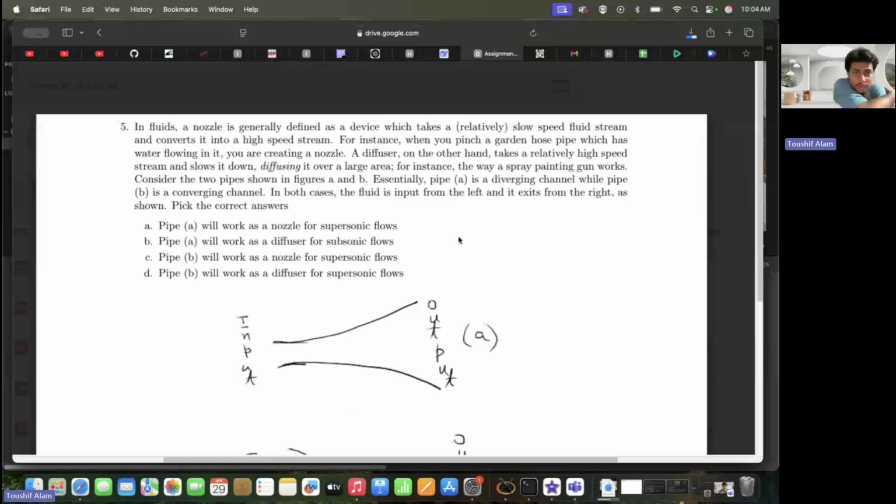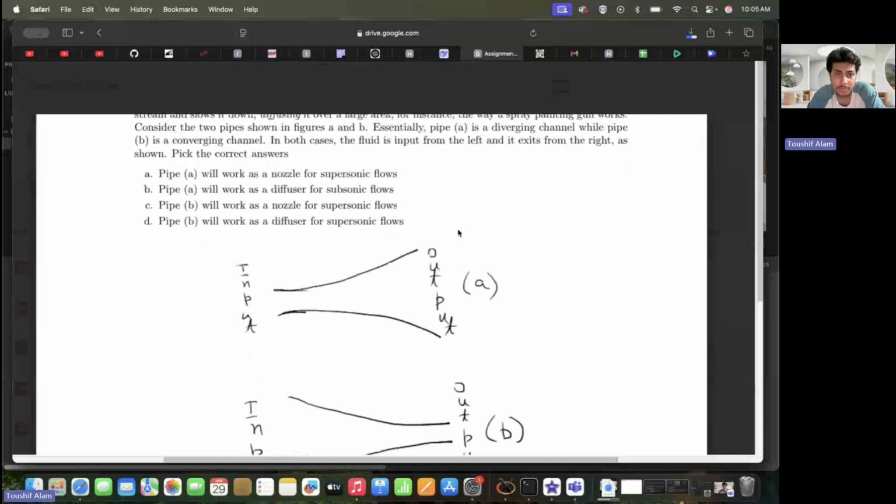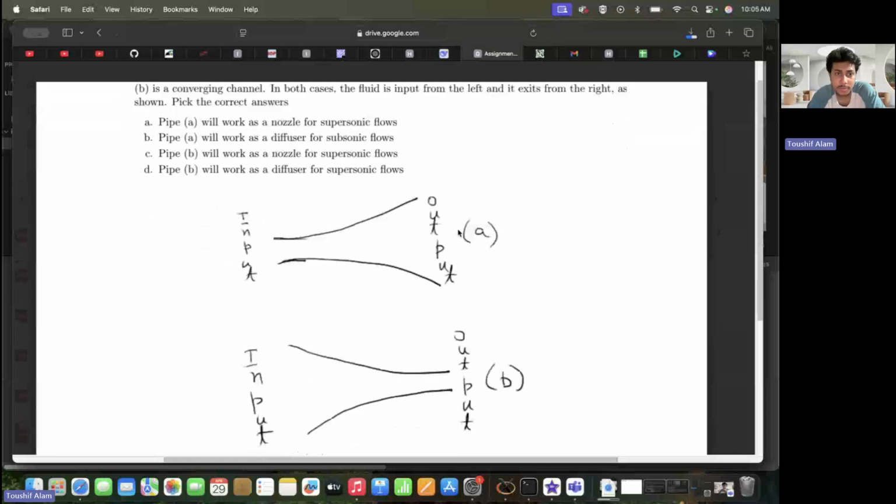Consider two pipes shown in figures A and B. Pipe A is a diverging channel, while pipe B is a converging channel. In both cases, the fluid is input from the left and exits from the right. Pipe A will work as a nozzle for supersonic flows. Sorry, pipe A will work as a diffuser for subsonic flows. Pipe B will work as a nozzle for subsonic flows, and B will work as a diffuser for supersonic flow.